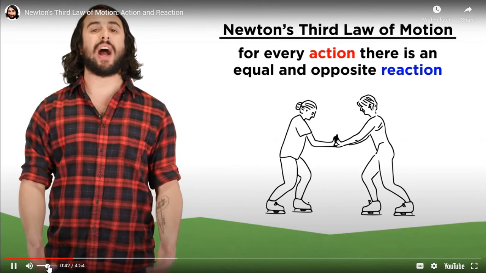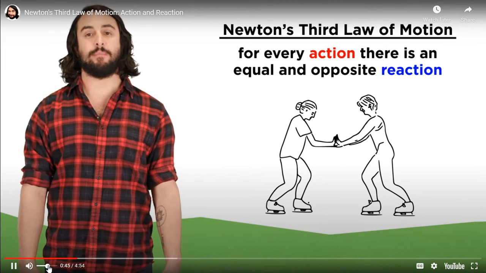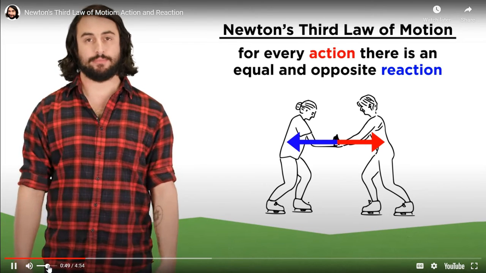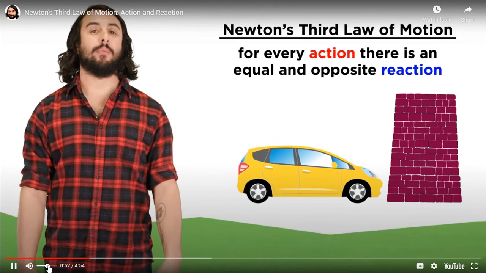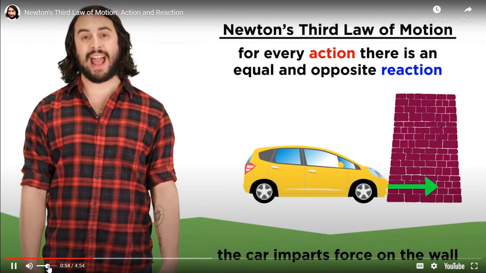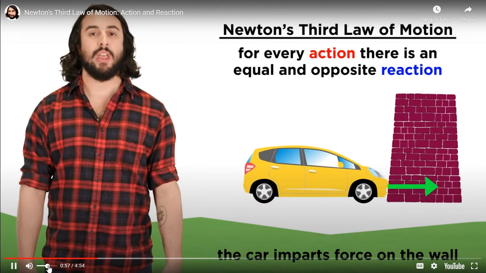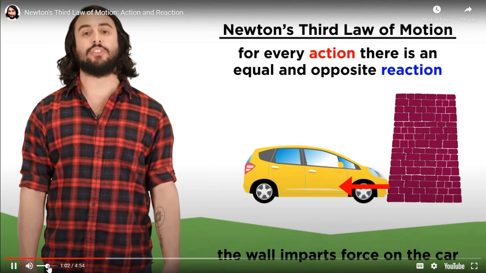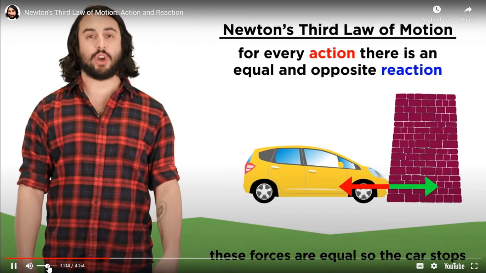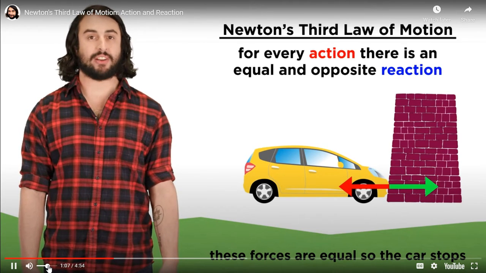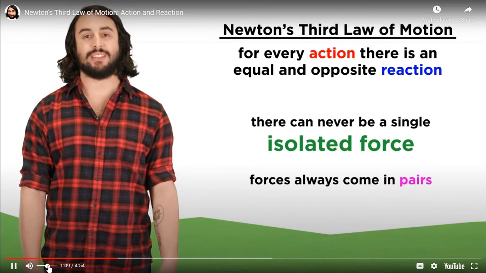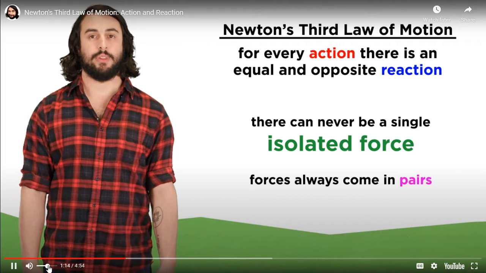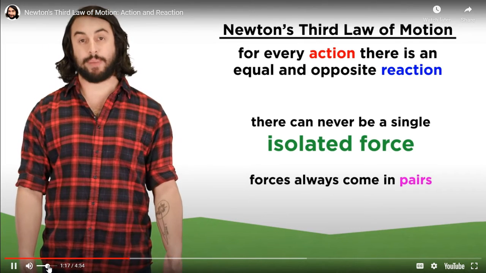It means that if two objects interact, the forces they impart on each other will be equal in magnitude and opposite in direction. Think of a car hitting a brick wall. The car imparts an action force on the wall from its motion, and the wall imparts a reaction force right back on the car, bringing it to a quick stop. These vectors are equal in length and point in opposite directions. What this also means is that there can never be a single isolated force, as any force is an interaction. Forces must always exist in pairs.